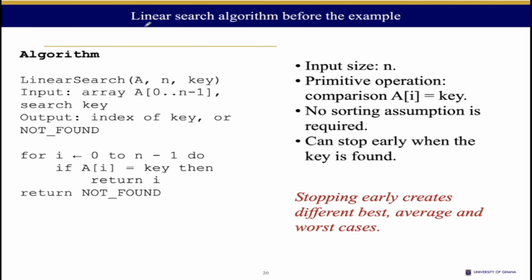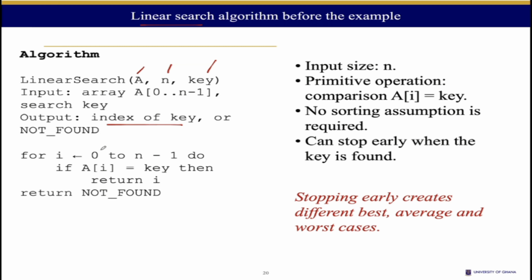Now let's look at the linear search algorithm. So I have a bag. I'll put my things in there. I'm going to search for the items. I have my array, I have my number of elements, I have my key. That's a linear search. So linear search takes 3 parameters. The input is always an array and the search key, and the output will either be an index of the key or not found.